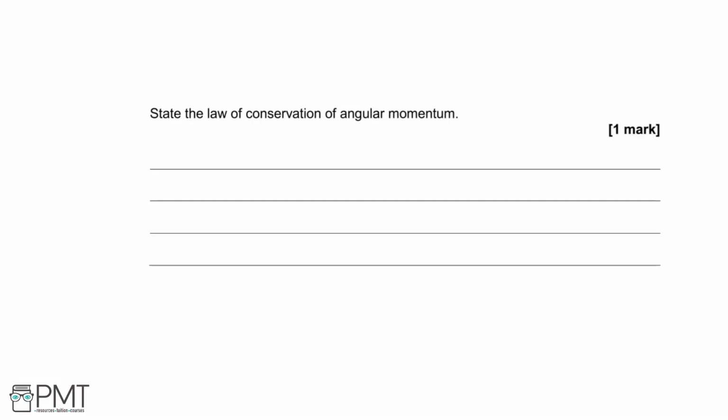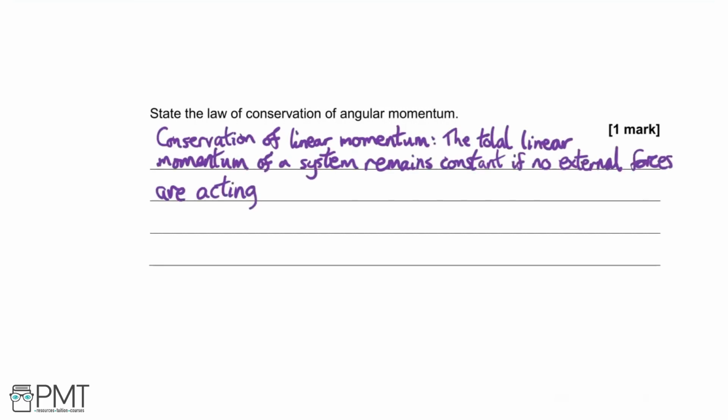State the law of conservation of angular momentum. Now, this law is very similar to the conservation of linear momentum in that if there's no external force, the total linear momentum of a system will remain constant. So what we're going to do is take this definition and change a couple of words, namely the word linear to angular, and we're going to change forces to torques.